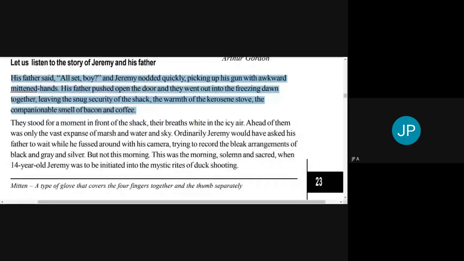So real life creatures he has never shot. So this is something very serious. So this was the morning, solemn and sacred. Solemn means serious, and sacred, pavitramayadu.